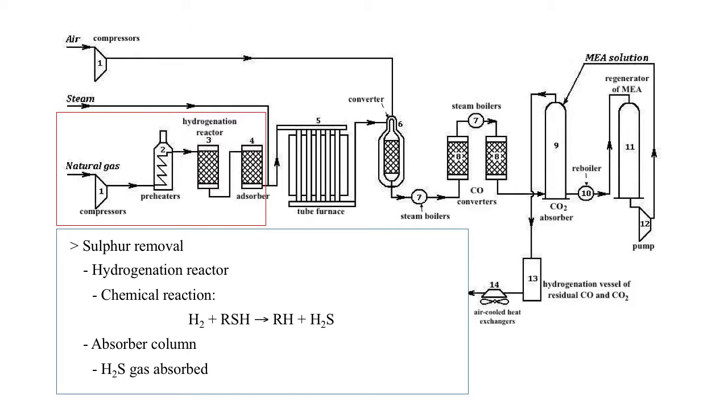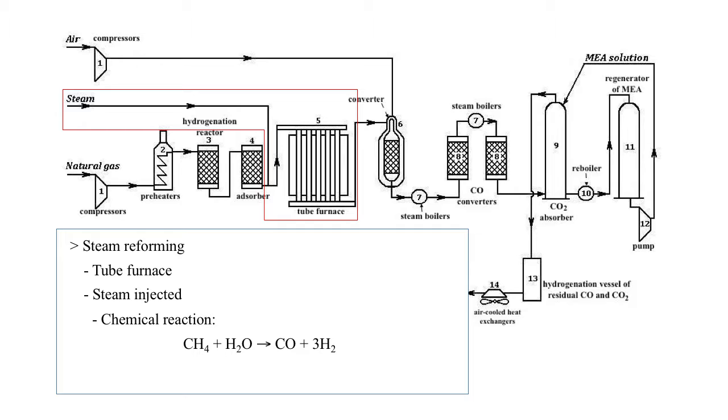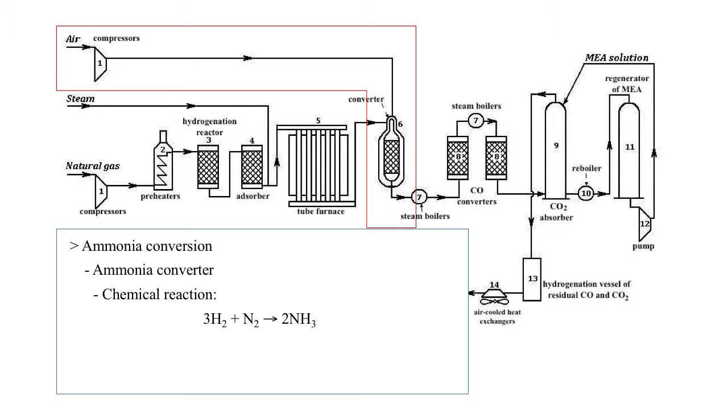The hydrogen sulfide gas is then absorbed and removed by the absorber column. The sulfur-free natural gas is then fed to the tube furnace with the injection of steam. In the tube furnace, the methane gas undergoes steam reforming to produce hydrogen gas and carbon monoxide. From the tube furnace, the gases are fed into the ammonia converter with the presence of air. In the converter, the hydrogen gas is catalytically reacted with nitrogen to form ammonia.